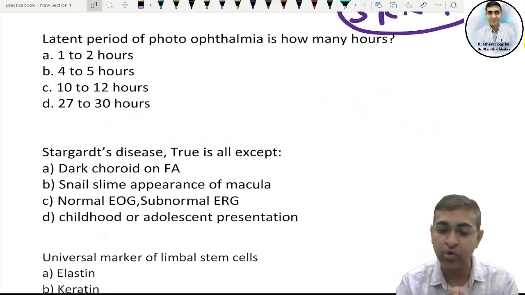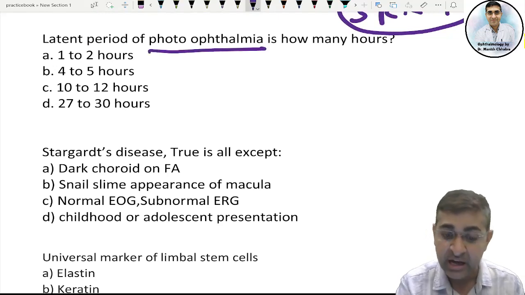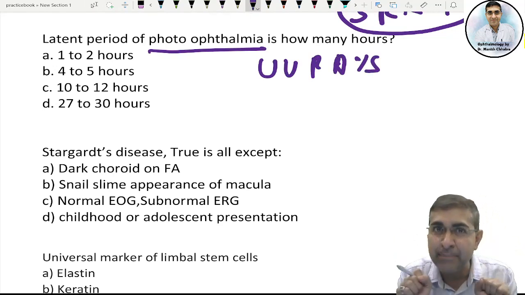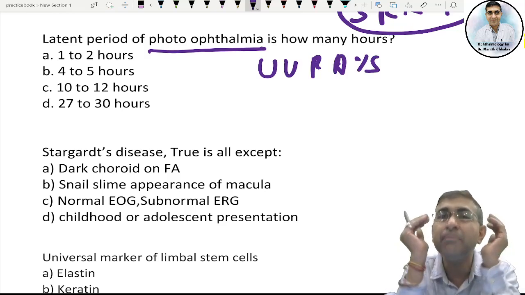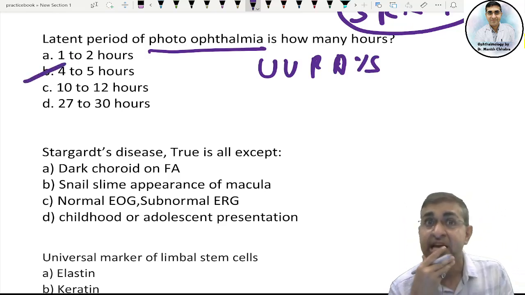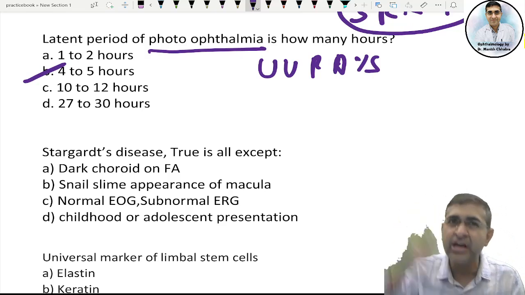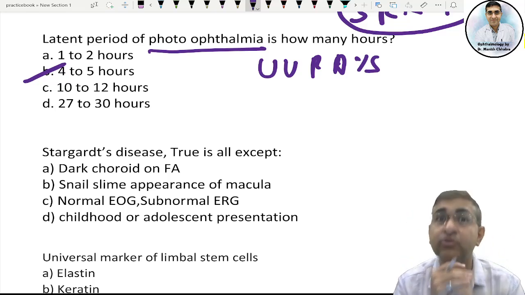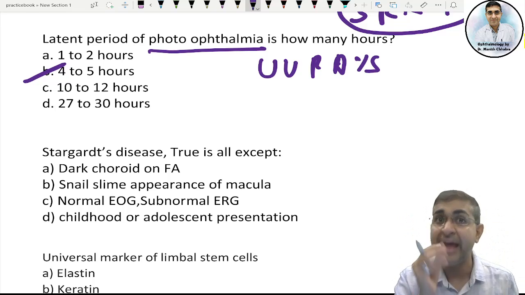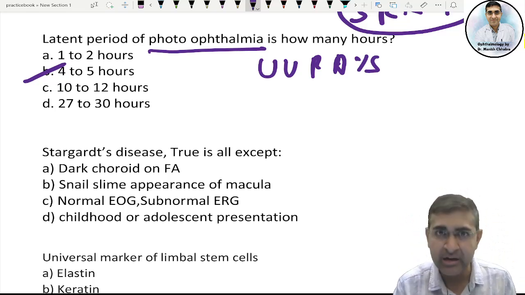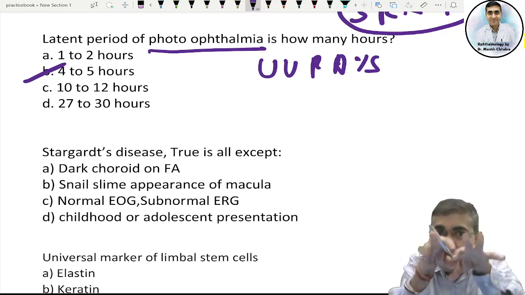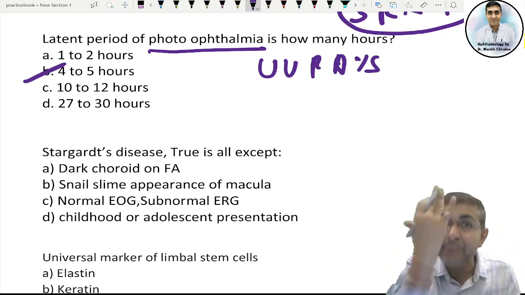Latent period of photoophthalmia is how many hours? Photoophthalmia is after the exposure to UV rays. So there is desquamation of the corneal epithelium, and after exposure of typically 4 to 6 hours, the patient will complain of redness, watering, blurring of vision, pain, conjunctival congestion. For that, what will be the treatment? You can give oral non-steroidal anti-inflammatory drugs, Combiflam, paracetamol, diclofenac, ibuprofen. And the treatment of this desquamation of the epithelium is you simply patch the eye.